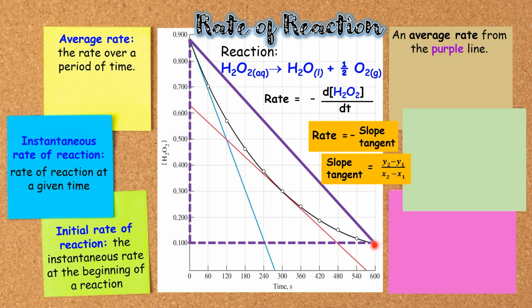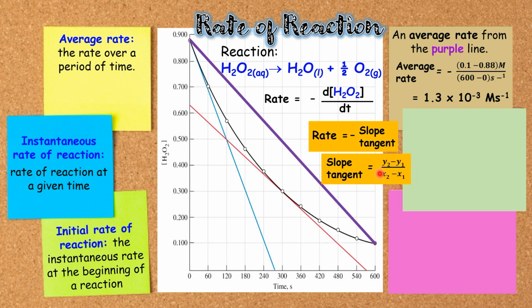And then draw a tangent, and we can calculate the slope of the tangent. So the slope of the tangent is referred to as the rate of reaction. There is a negative sign here because the concentration of reactant will decrease. When we calculate, we will get 1.3 times 10 to the power of negative 3 molar per second. This is the formula for you to calculate the slope of the tangent.